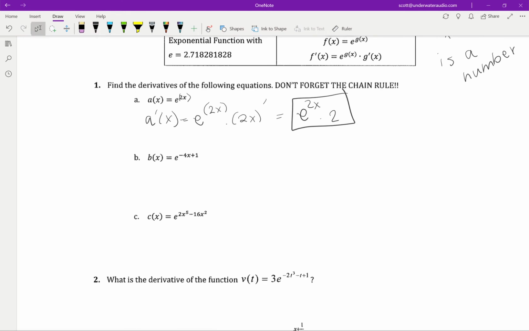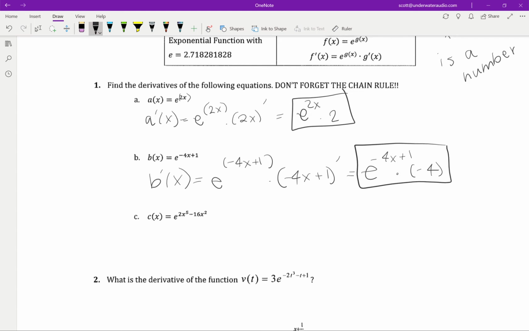Okay, part B, e to the negative 4x plus 1. Very similar, b prime of x. So the outside function is e to the x, so I'll take that derivative, which is still e to the x, and then plug the inside function back in, and then multiply by the derivative of the inside function, which, let's see, e to the negative 4x plus 1 times the derivative of negative 4x plus 1 is just negative 4, and I'm done.